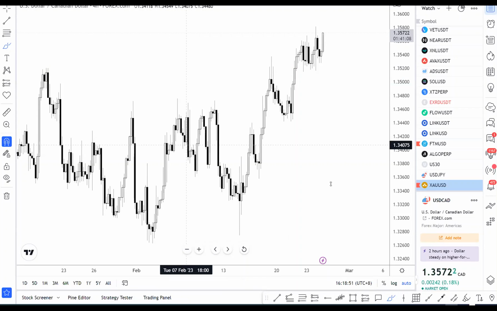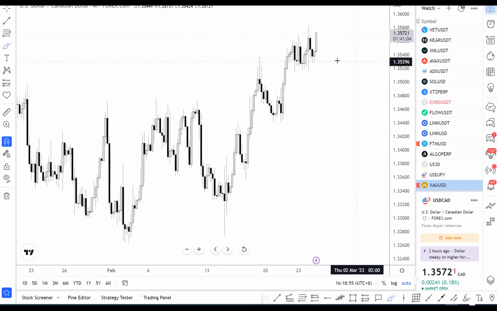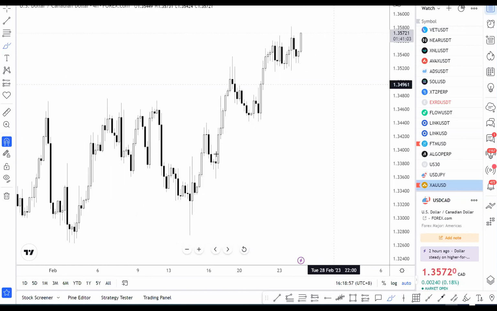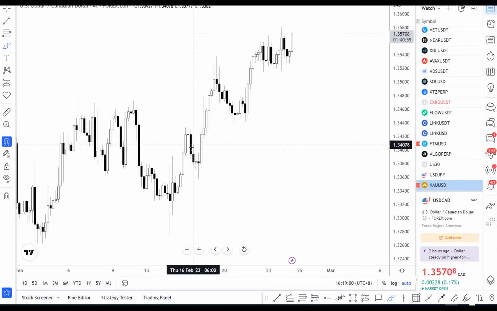So in this case, for me, I take a look at areas where there are long wicks, so long wicks before price actually reacted off these zones. So take a look at this example. Price did not actually come back to test it, but let's see here.